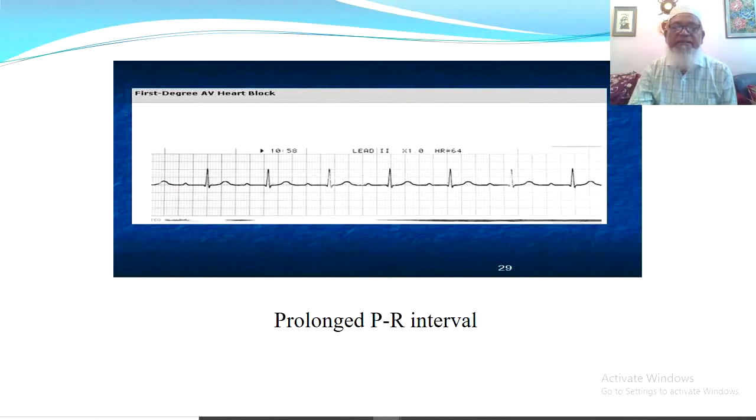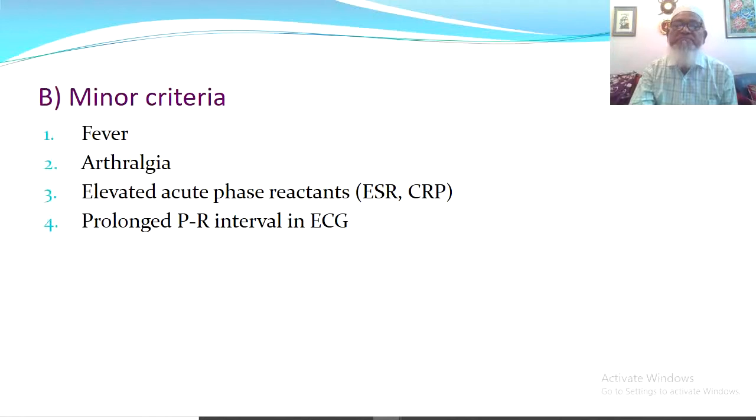This is the ECG. You see that there is a prolonged PR interval. And this is about the major criteria of rheumatic fever.